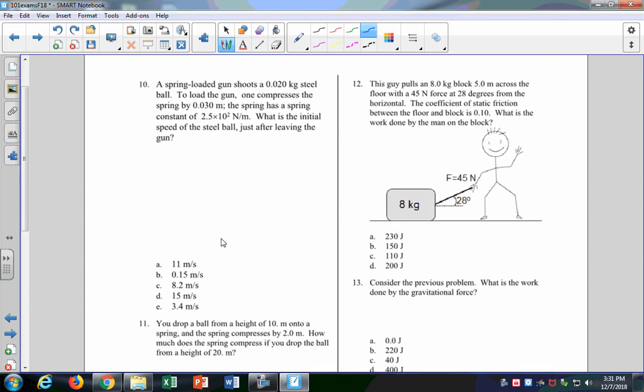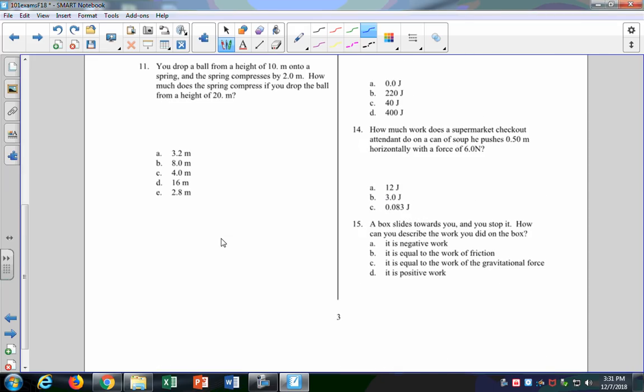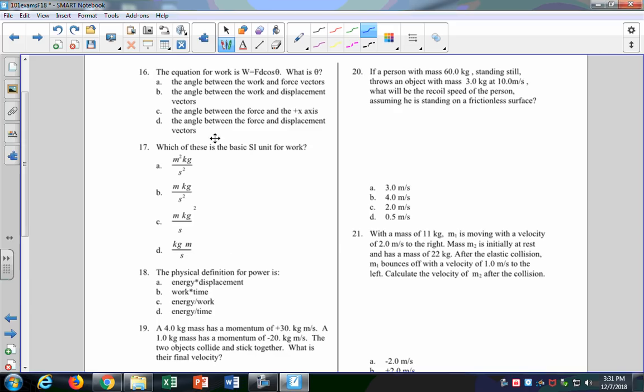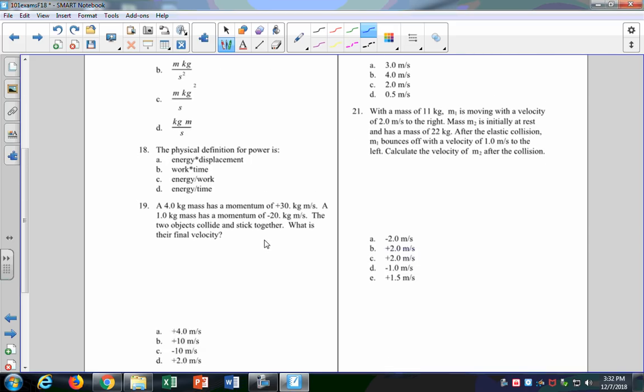Oh, look, number 12, that's like the problem I worked before. It's very similar. Again, look for these problems that incorporate many different ideas. I think there are a couple unit questions. What are the units?